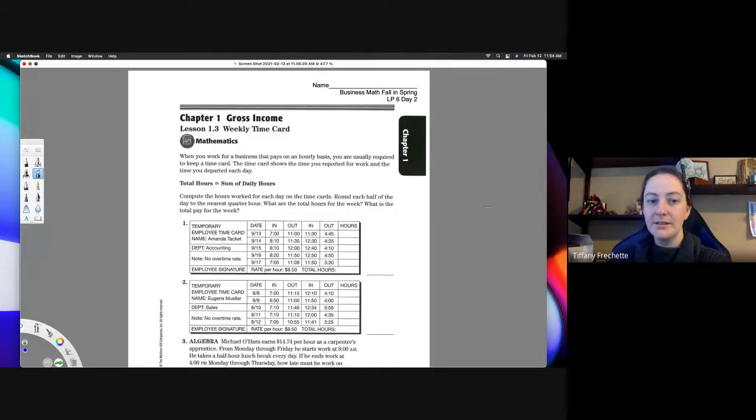Hello again. So we're still in chapter 1, gross income, and now we're on lesson 1.3, weekly time cards. This is something that you may or may not become familiar with as you start to work. It kind of depends on where you work, whether or not you'll do time cards. I've had jobs where I've had to clock in every day and clock out, and then I've had jobs or more careers as I move forward that I don't have to do that clocking in and out.